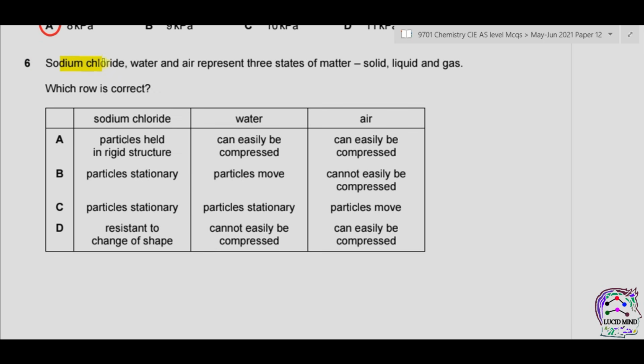Question 6. Sodium chloride, water and air represent 3 states of matter. First one is solid, second one is liquid, third one is gas. Which row is correct? We have the properties of sodium chloride, water and air.